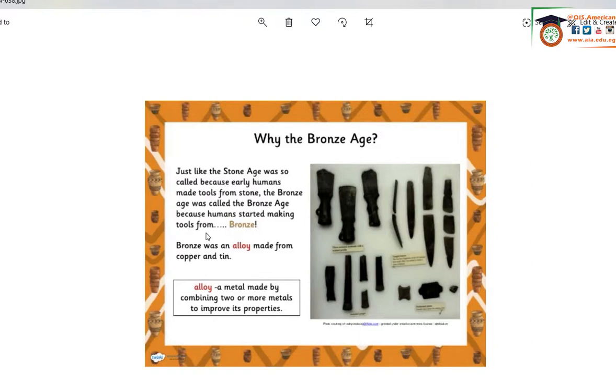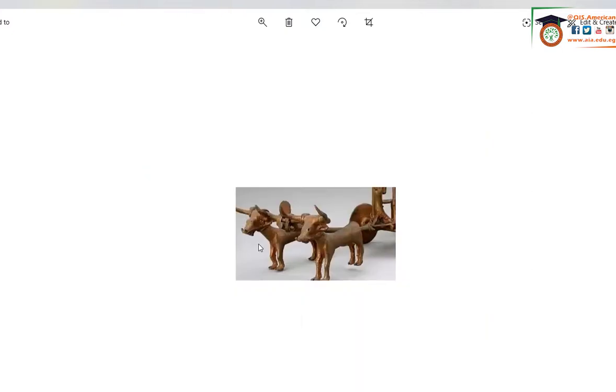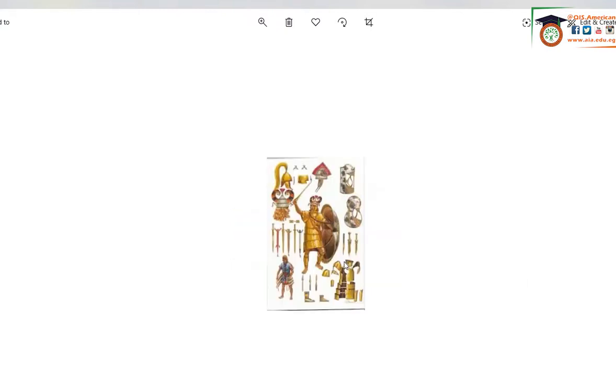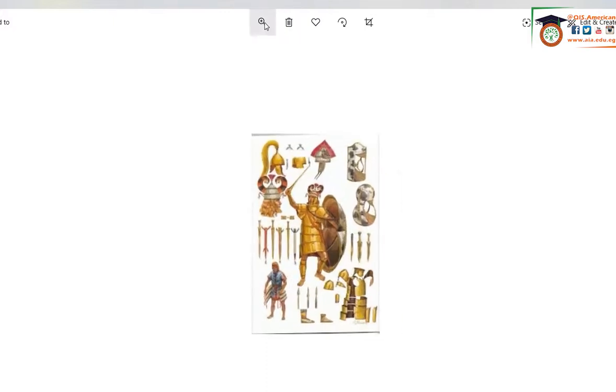Why did they use bronze? Because it's more effective than stones, stronger, and of course they used it to make tools and weapons. Here, some of the work that the bronze did. Here, I'm going to zoom in just for you.